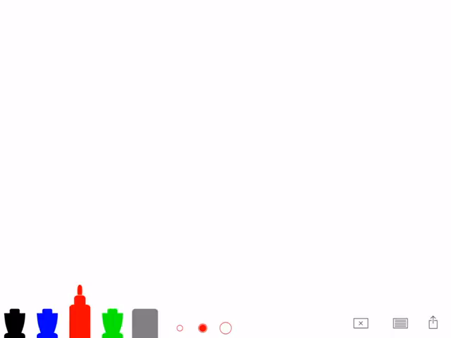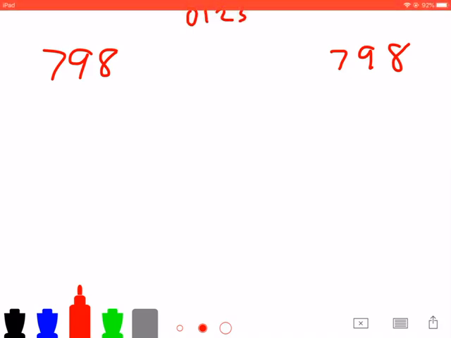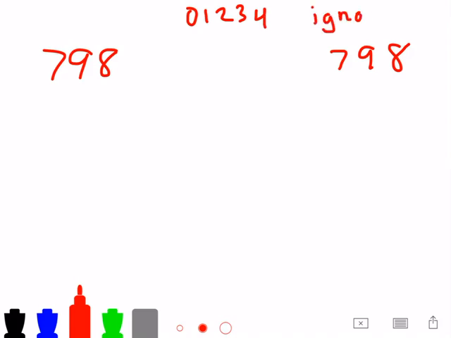Okay, so we're going to round the number 798 to the nearest 10 and the nearest 100. So when you're rounding numbers, remember 0, 1, 2, 3, and 4 tell us to ignore the number next to the number in the rounding place, and numbers 5, 6, 7, 8, and 9 tell us to add 1.